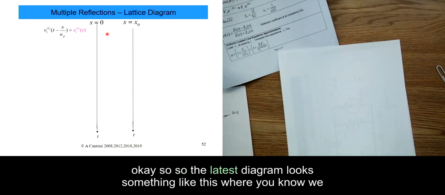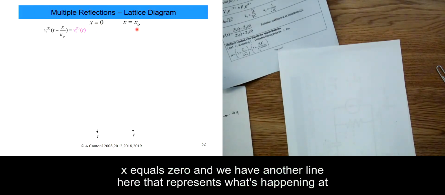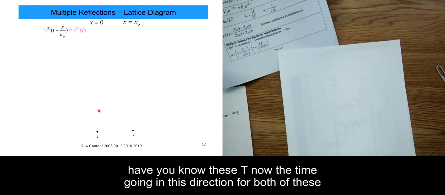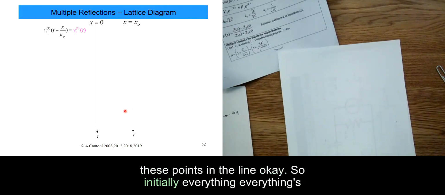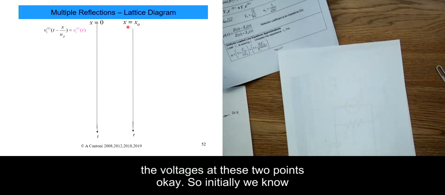Okay, so the lattice diagram looks something like this, where we have one line here that represents what's happening at x equals 0, and we have another line here that represents what's happening at x equals x0, which is the end of the line, perhaps in this case, and we have t, the time, going in this direction for both of these points in the line. So initially everything's discharged, right? So everything's 0, and we want to find the voltages at these 2 points.